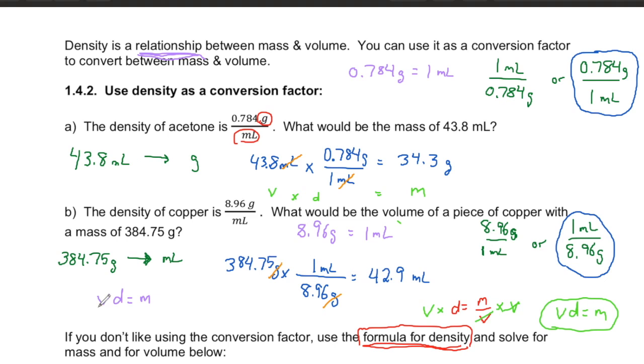If we wanted the volume alone, what we would need to do is divide both sides of this by the density. And what we come out with here is that the volume is the mass over the density, or the mass divided by the density. And that's what we did here. We took the mass and we divided it by the density value, 8.96 grams per milliliter, and we came out with the volume. So if you had used this equation instead, you would have done the same thing and come out with the same answer.